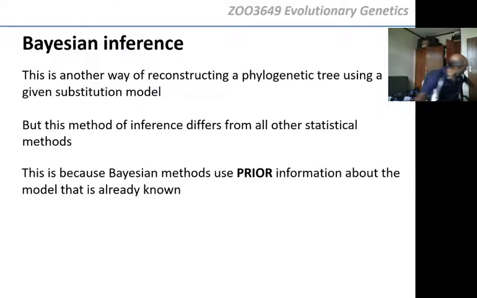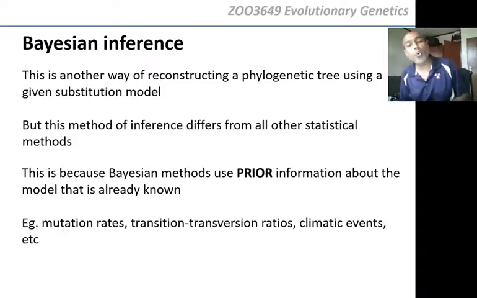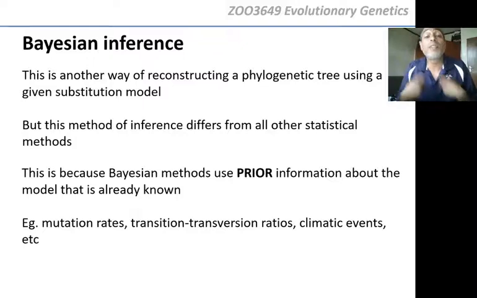So, prior information is information that you already know. What can be prior information in terms of our model? We could already know what the mutation rate is. We could already know what the transition-transversion ratio is. We could already know what climatic events could have caused the branching bifurcation of a particular tree. So these are all information that we know before we even start the analysis. And we want to use this information to try and make our analysis as quick and simple as possible.